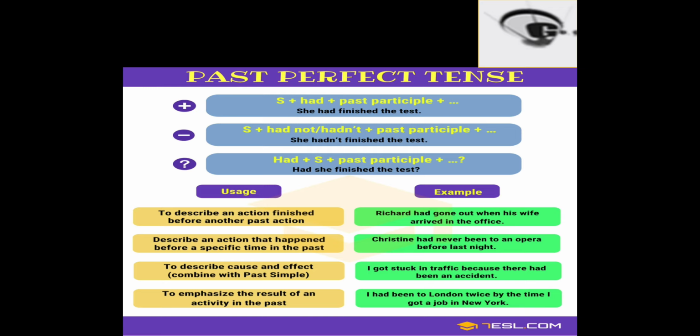Thirdly, it is used to describe cause and effect. For example, I got stuck in traffic because there had been an accident. And fourthly, it is used to emphasize the result of an activity in the past. For example, I had been to London twice by the time I got a job in New York.